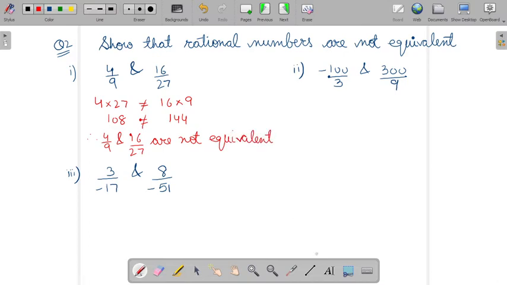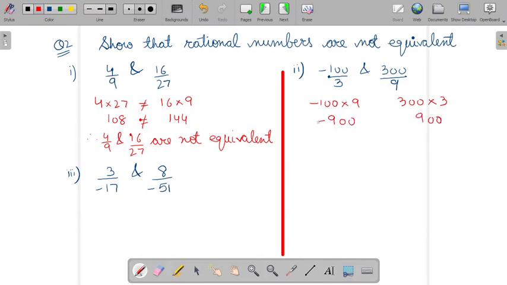Similarly, you can try the second part. In the second part, again you will do the cross multiplication. So, minus 100 multiply 9 and 300 multiply 3. So, it is coming as minus 900 and here it is coming as 900.